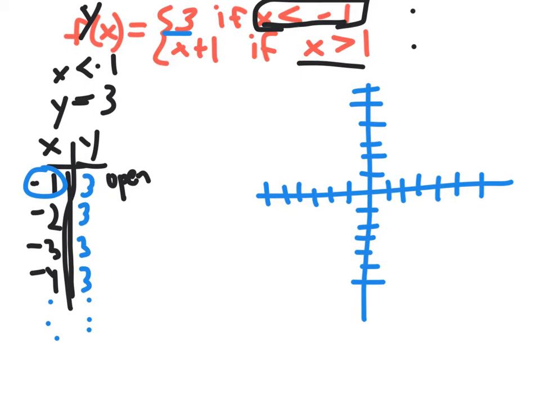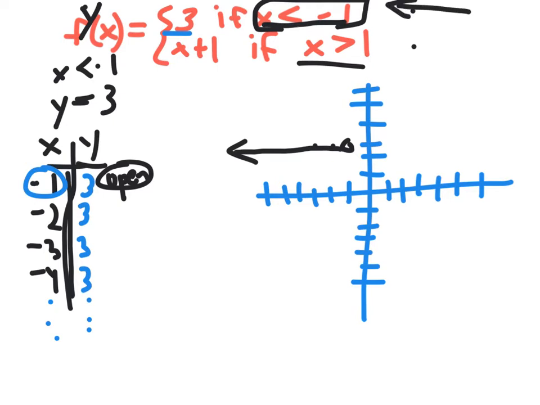So at negative 1, we're at 3, but it's got to be an open circle. So at negative 1, we're up here at 3, open circle. At negative 2, we're at 3. At negative 3, we're at 3. So what's going to happen is this is going to be a constant graph, and it's only going to arrow in that direction. It kind of starts at that open circle at negative 1, 3, and goes that way. So we've graphed this top piece right here.